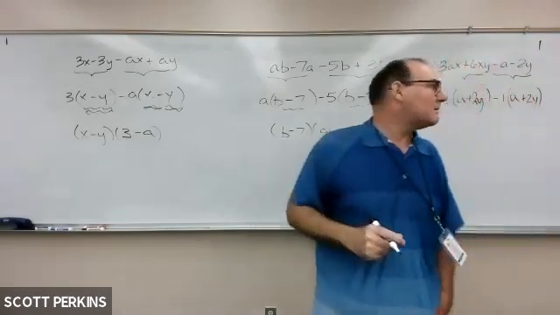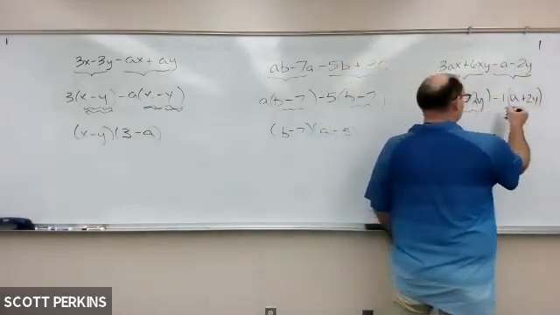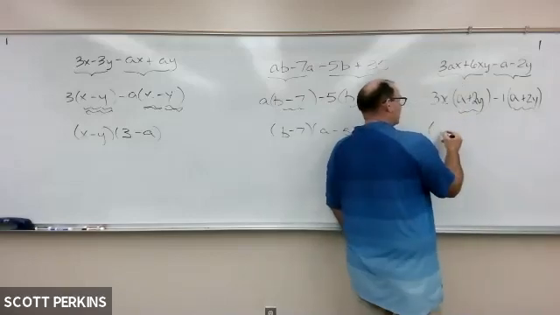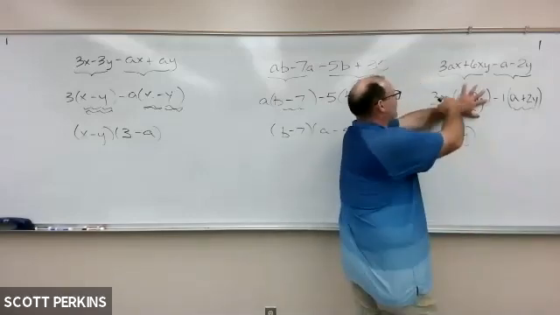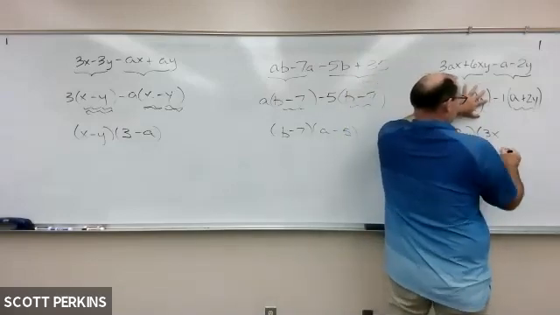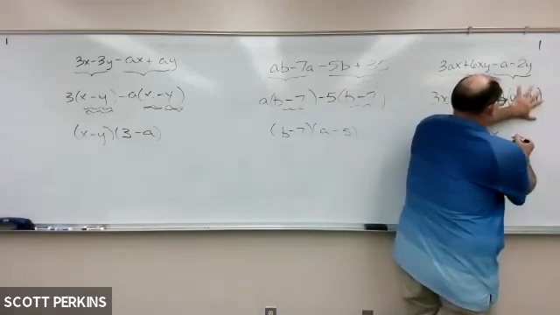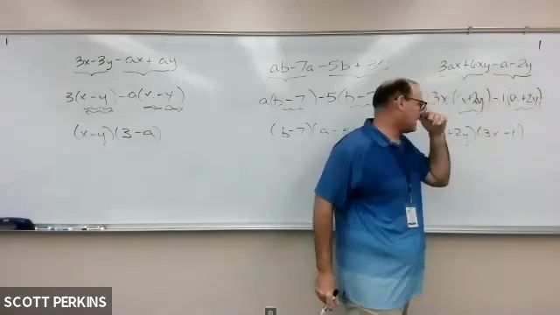And then once again, I notice my grouping does work. That's good news. I wouldn't have had to do it otherwise. When I factor out the a plus 2y from the first term, I have 3x. When I factor out the a plus 2y from the second one, I have -1.